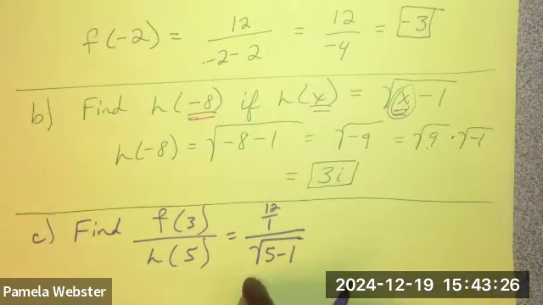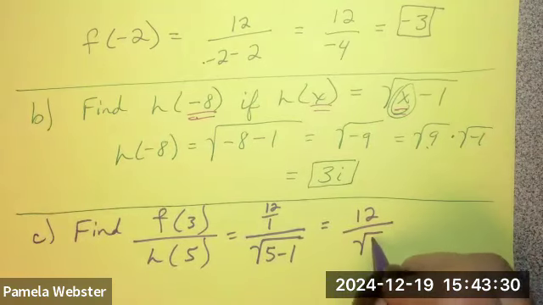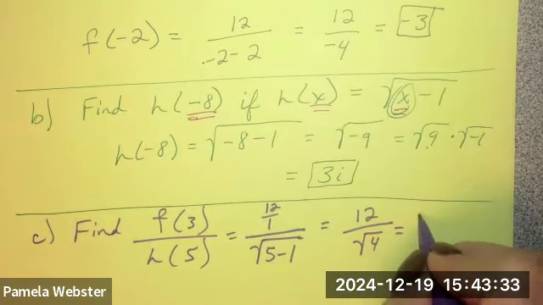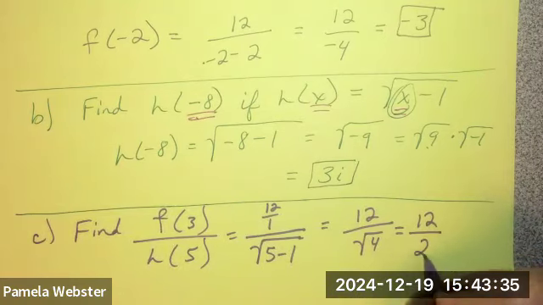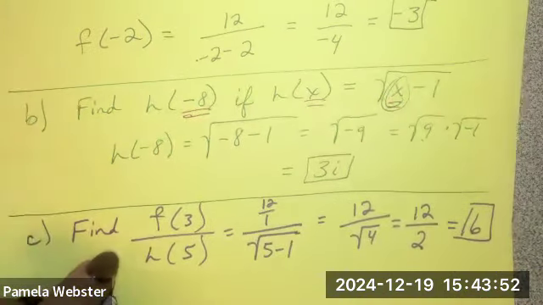Well, what's that going to be? 5 minus 1 is 4, right? So this is the square root of 4, but we know what the square root of 4 is. Square root of 4 is 2, right? So I've got 12 over 2 or 6. Okay. So any of these that say evaluate, you're actually finding an honest to goodness value. You're going to just plop that guy in there and see what you get out. What value do I have whenever I finish this? That's what we're after.